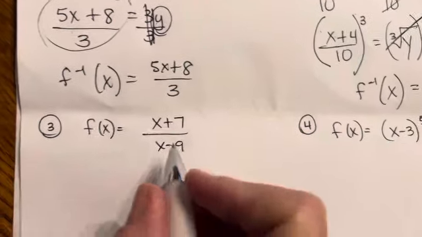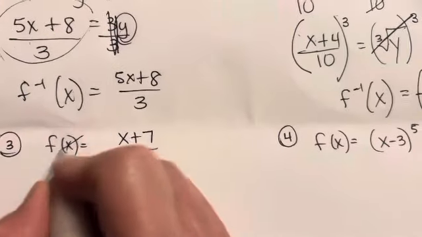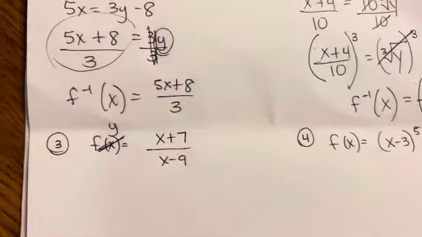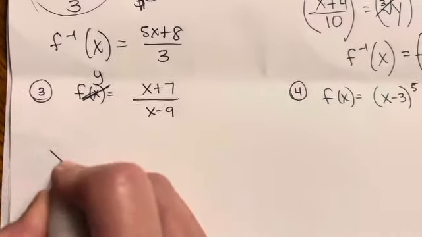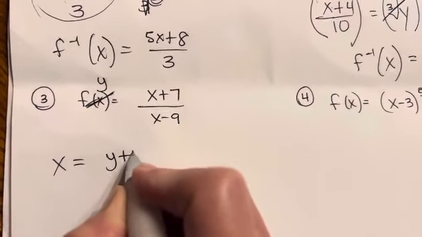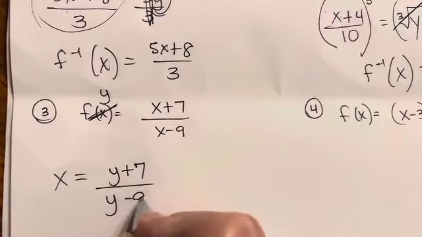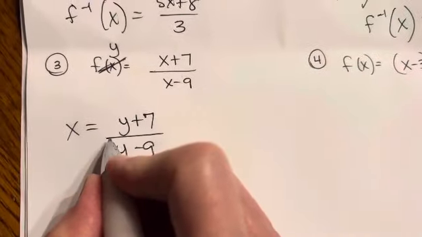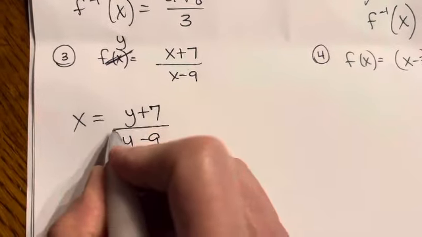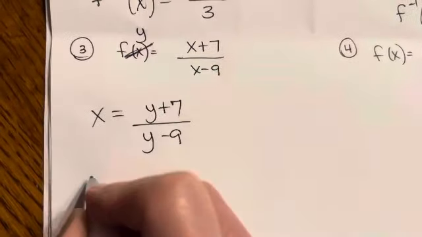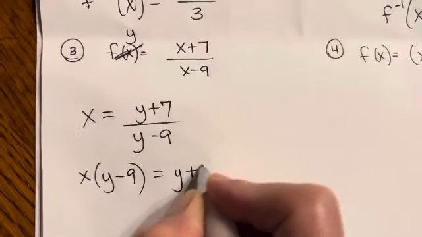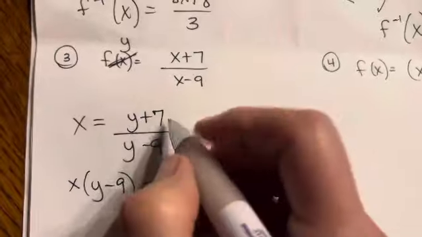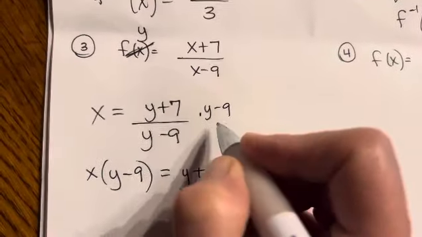Okay, now this one's a little bit more tricky. Again, this represents my y, so I'm going to switch all my x's and make them y's and vice versa. So I'm going to write this x equals y plus 7 all over y minus 9. Now I've got a fraction, so get rid of your fraction. If I'm going to move it to the other side, the opposite of dividing by this mess is multiplying by this mess. So I'm going to move it to the other side like this. If you don't like me doing that in one step, realize all I did is multiply both sides by y minus 9.